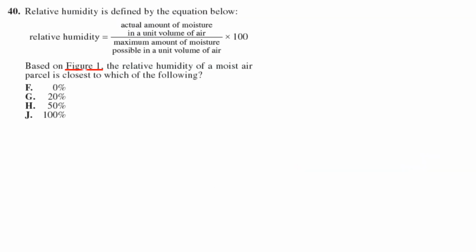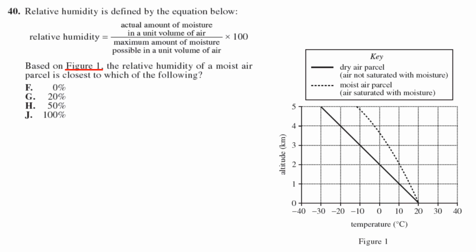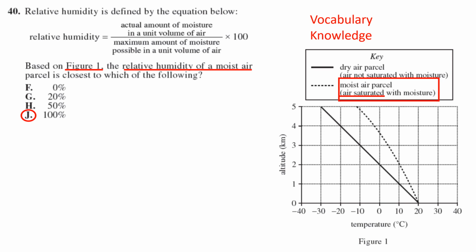For number 40, we're using figure 1, and we're given a formula for relative humidity. Based on figure 1, the relative humidity of moist air is closest to which of the following? So we have the amount of moisture in the air over the maximum amount of moisture in a possible unit volume of air. So when we have moist air, when we look here, it says the air is saturated with moisture. So I think this is vocabulary knowledge. Saturated means like it has fully taken it all in, it is covered in it. So it has all the possible moisture in it. So whatever that number is, let's say it's 1. 1 divided by 1 times 100 is 100%. So J.